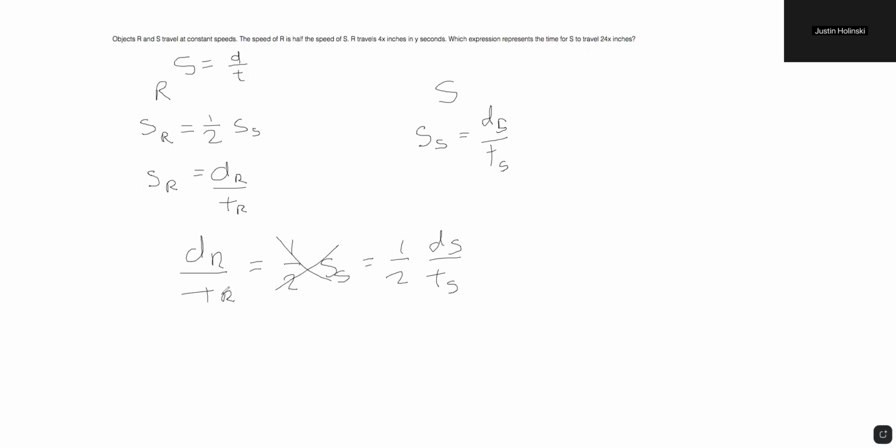So we know that R travels 4x inches. We know it travels in y seconds. And then we know the distance object S travels is 24x. And then this is what we're trying to find. We're trying to find t. So this works out to be 12x over t. And if we take the reciprocal, this is what we get. And if we solve for t, we end up with t equals 3y, and that is the answer.